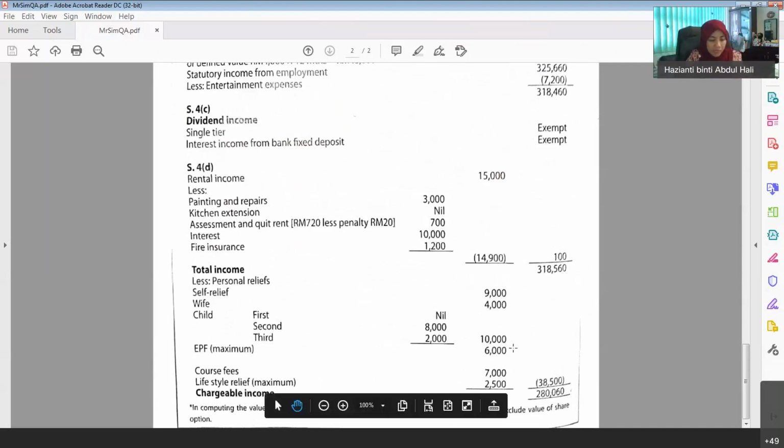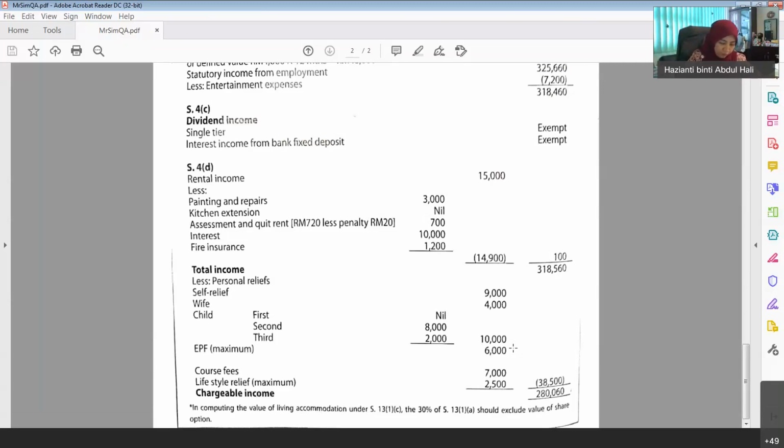We haven't finished learning personal relief yet. So next week, I will continue the computation for personal relief. I'll continue with Mr. Mahir, and maybe I'll prepare another question for you. And we will look at rebates and also separate and combined assessment next week, and also how to calculate the tax payable. For today, we do only half the part.